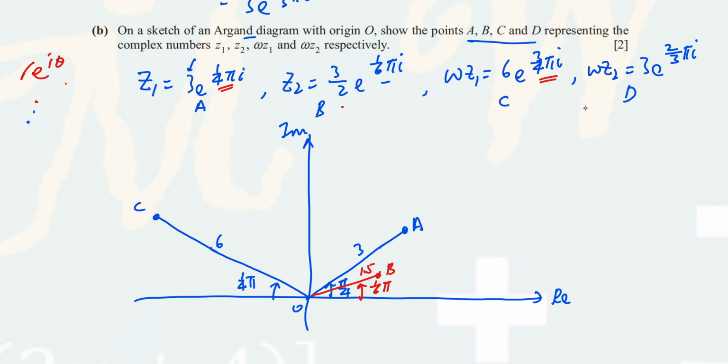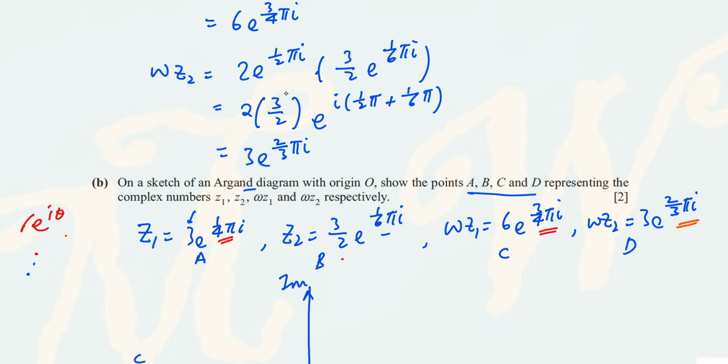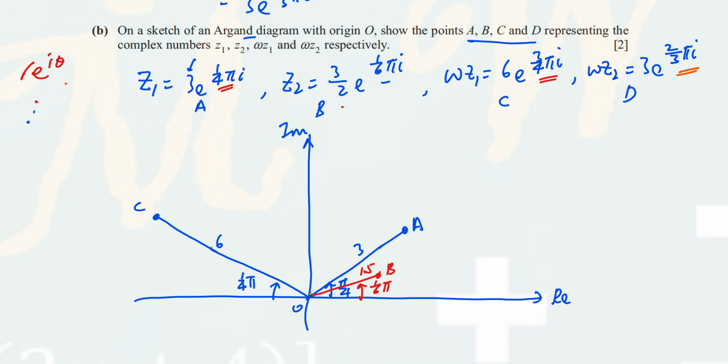And lastly, point D, the angle is 2/3 pi. 2/3 pi is basically half pi plus 1/6 pi. So here is our 1/6 pi, that means plus another 90 degrees. So maybe like this. Then the length is 3 units, so that here is 90 degrees. Alright, so here I will be labeling 2/3 pi, and this is going to be my point D. So it's done for this Argand diagram.